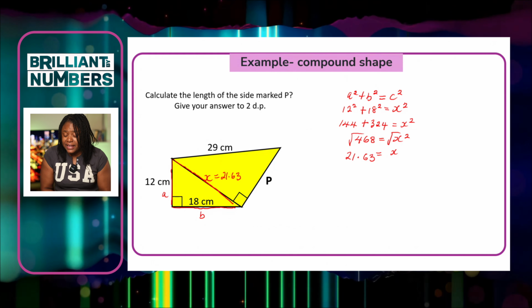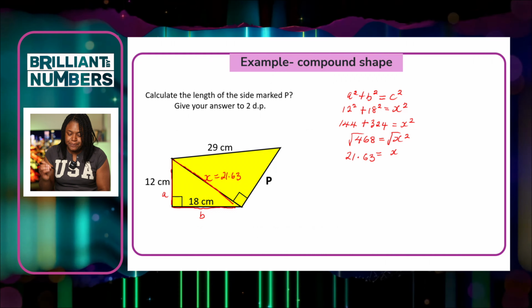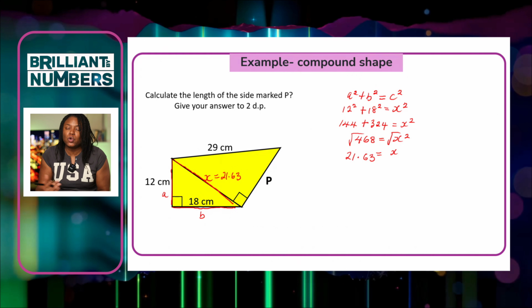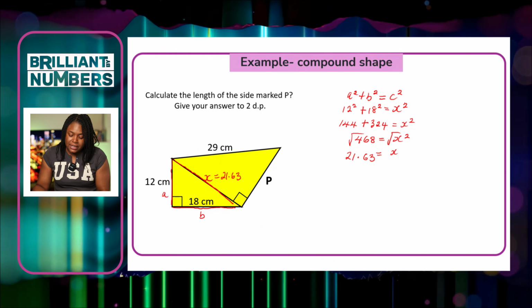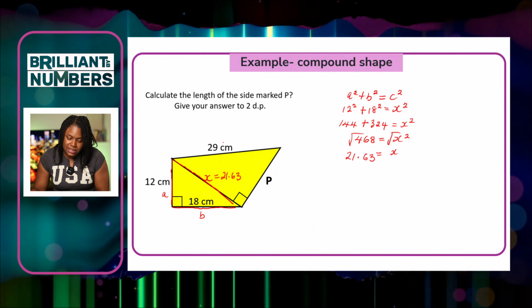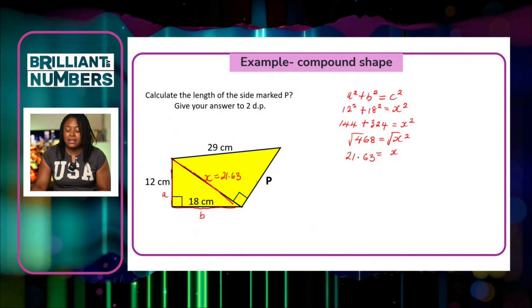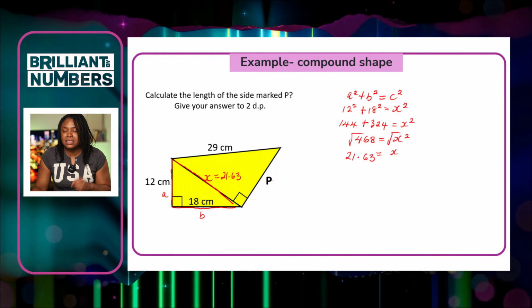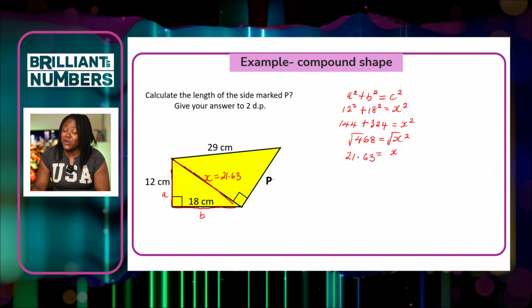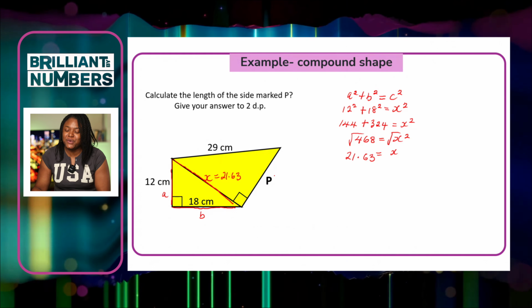Final step is to find P. Now we check, is P a long side or is it a short side? So facing the hypotenuse is 29, so P is a short side. I need to subtract. So I'm going to show you on a calculator paper what you could do.